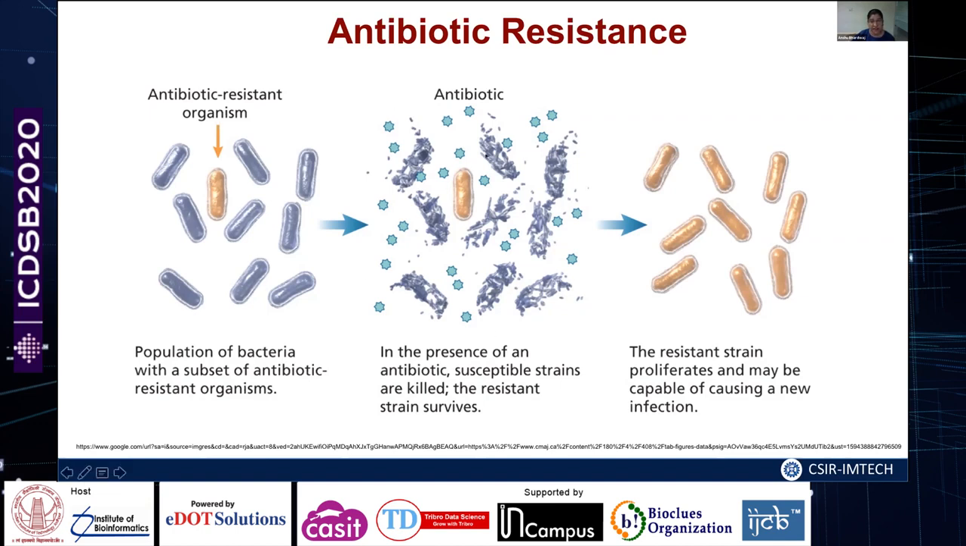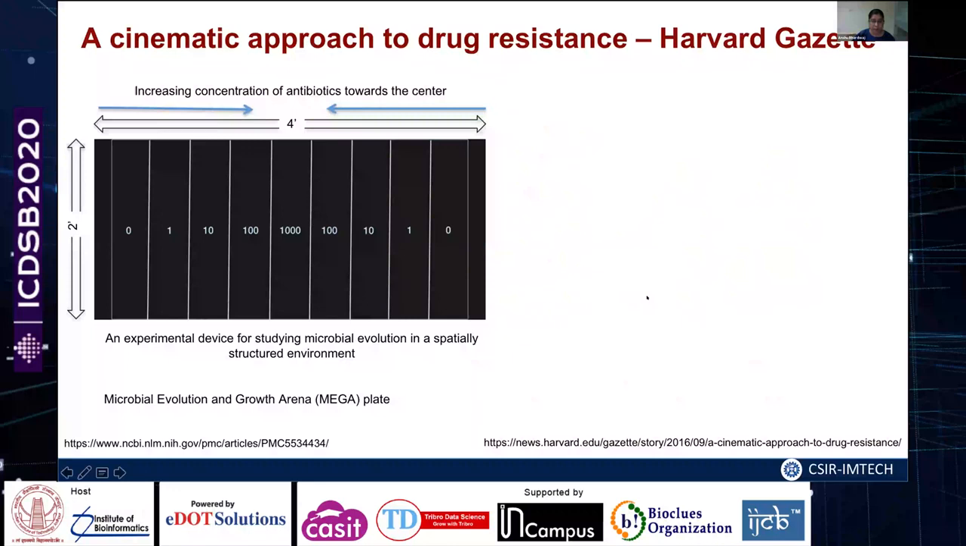And since the susceptible ones have died, the chances of this antibiotic resistant bacteria proliferating further go higher. Now, we can clearly understand why this could be a problem, because antibiotics which are functional now no longer remain functional and the infections cannot be treated. Going further, this is a very static picture. So what a Harvard team did a couple of years ago was to show this in action. Can you see drug resistance in action?